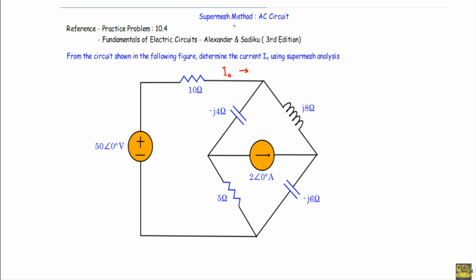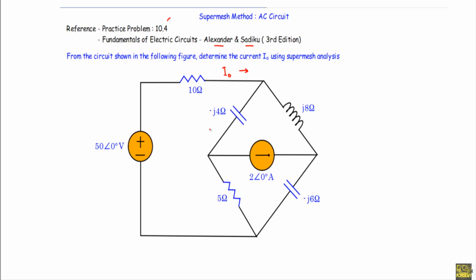In this video, I will show you an AC circuit example using supermesh analysis. This is the reference for the given circuit. Practice problem 10.4, book Fundamentals of Electric Circuits, Alexander and Sadiku. There is no solution given in the book for this circuit. From the circuit shown in the following figure, determine the current I naught using supermesh analysis.